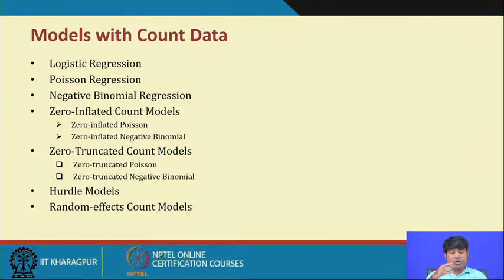Now, two things are very important. First, the data which we like to use in these models is exclusively count data type, that is, the values of the variable should be positive in character and integer in nature. Now, we can see how we can use these models.